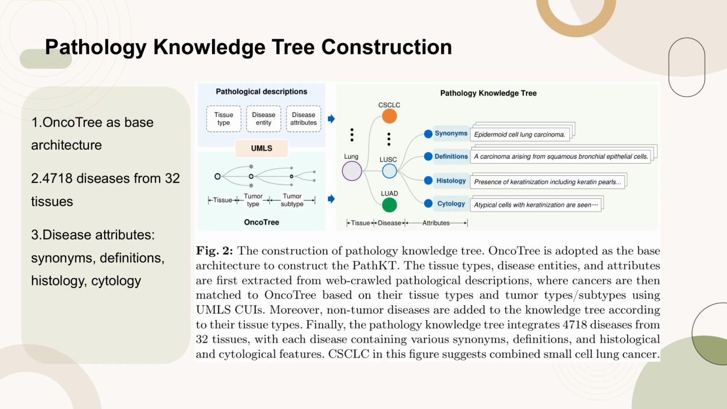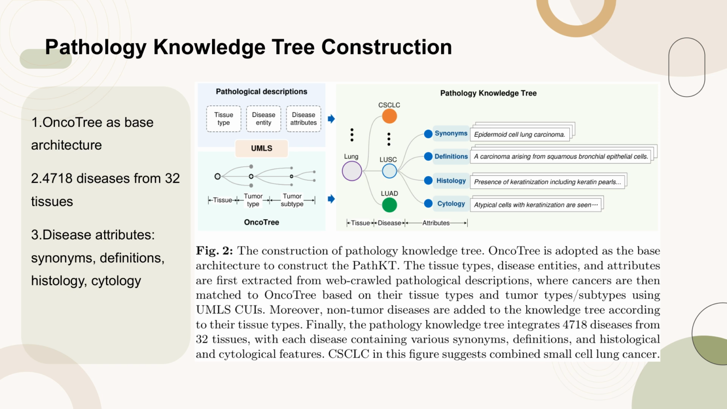Figure 2 illustrates the construction process of the pathology knowledge tree, PathKT. The base architecture for this tree is OncoTree, a tree structure cancer classification system. The construction begins by extracting tissue types, disease entities, and attributes from web-crawled pathological descriptions. These descriptions are then matched to OncoTree using UMLS CUIs based on tissue types and tumor types/subtypes. Non-tumor diseases are also added according to their tissue types.